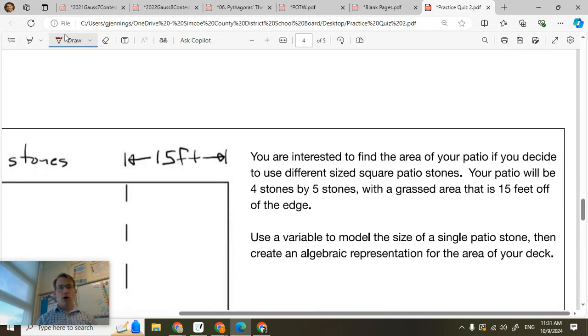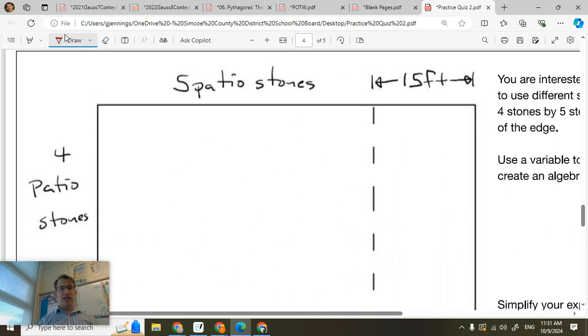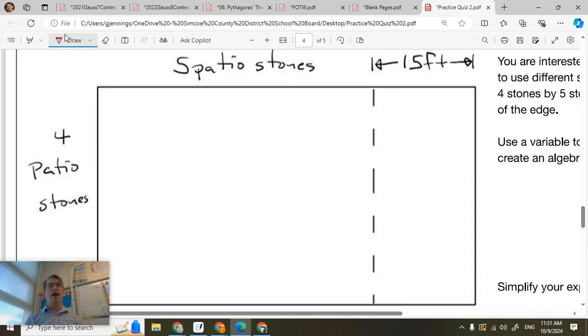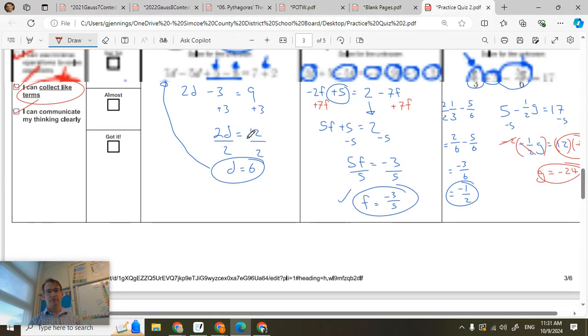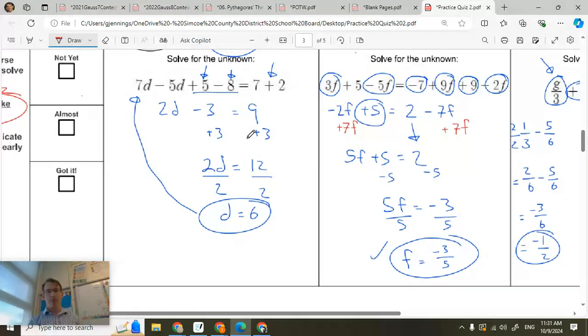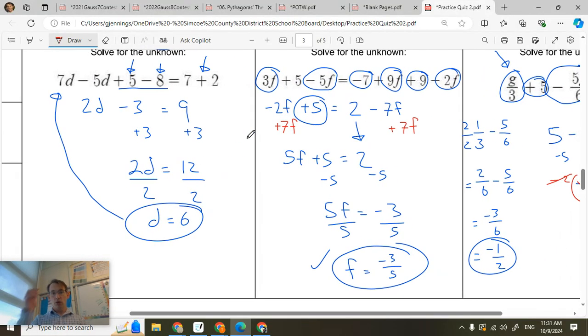Oh my goodness, this looks just like the example we did in class yesterday. Can you go back up to the medium solve for the unknown? I got a different answer. Cool, what did you get? I got 1/3. That's interesting. So let's see, maybe I have an error in here.